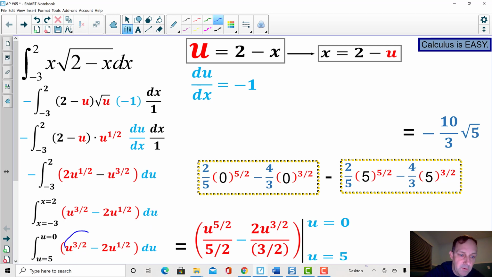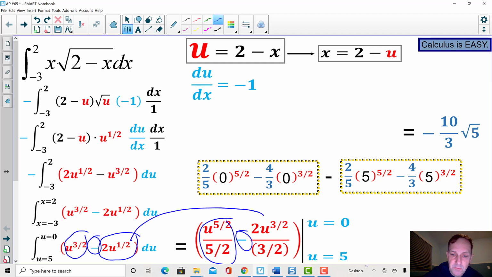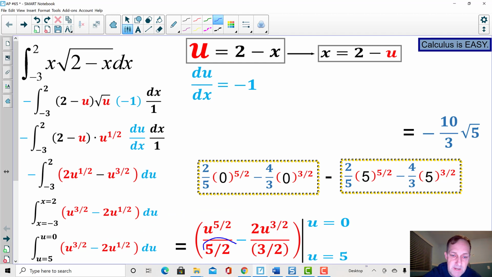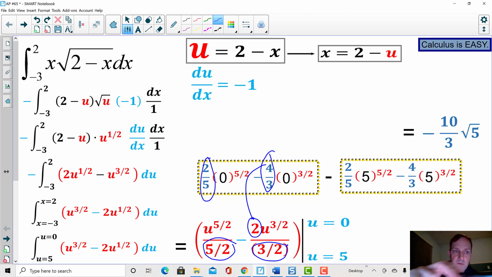The integral of u to the 3/2 is going to be u to the 5/2 over 5/2. Then we'll put the minus. And the integral of 2u to the 1/2 is going to be 2u to the 3/2 over 3/2. Now dividing by 5/2 is the same thing as multiplying by 2/5. And dividing by 3/2 is the same thing as multiplying by 2/3. We already had a 2 there, so you get 4/3.